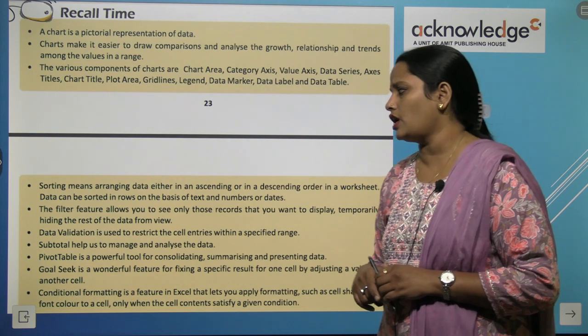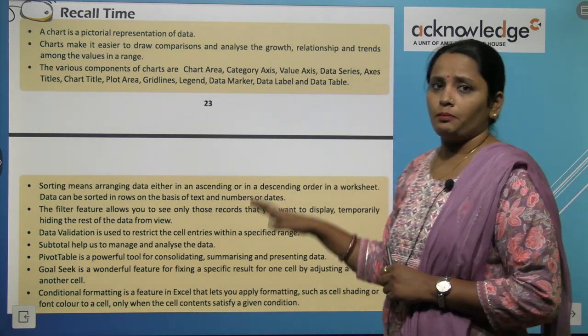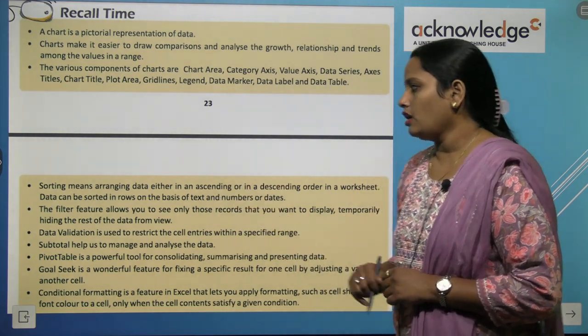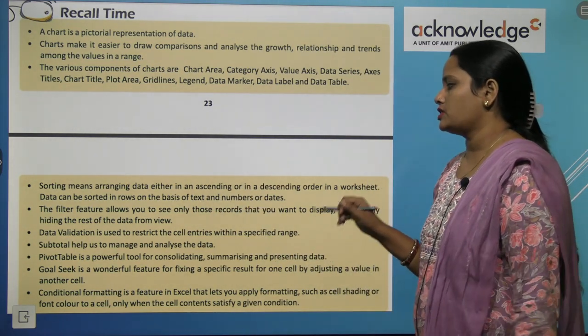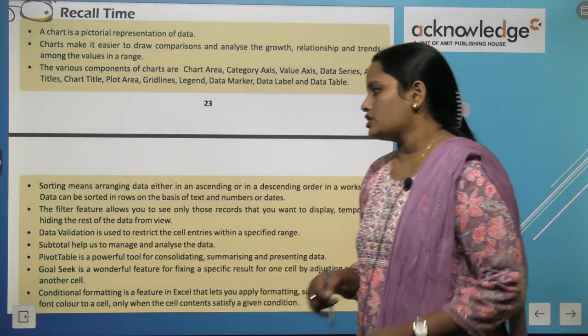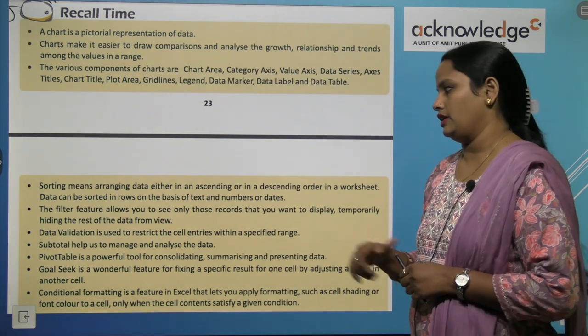The filter feature allows you to see only those records that you want to display, temporarily hiding the rest of the data from view. Data validation is used to restrict the cell entries within a specific range, and subtotal helps us to manage and analyze the data.